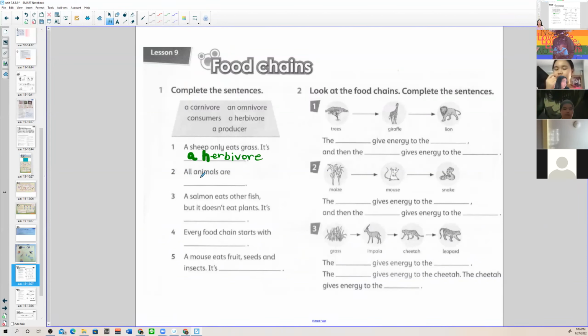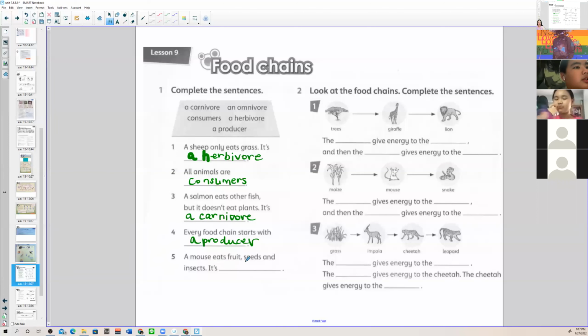Number 2, all animals are consumers, because we consume foods. Number 3, a salmon eats other fish, but it doesn't eat plants. It's a carnivore. Number 4, every food chain starts with a producer.